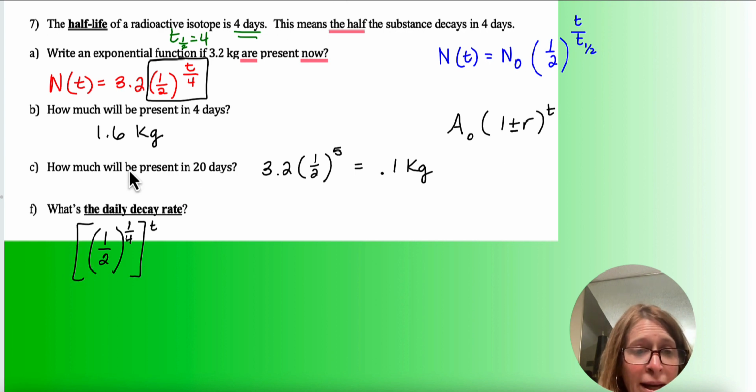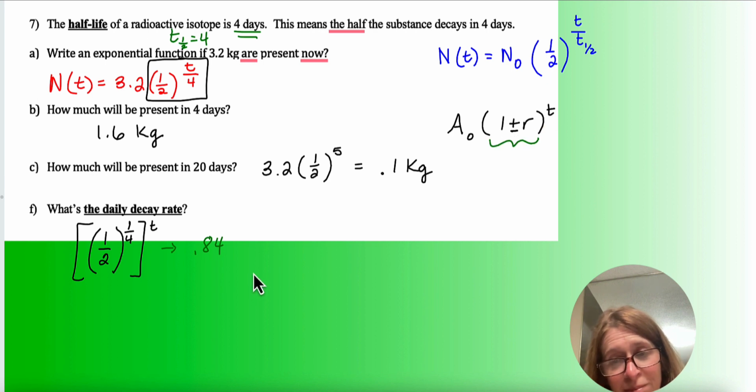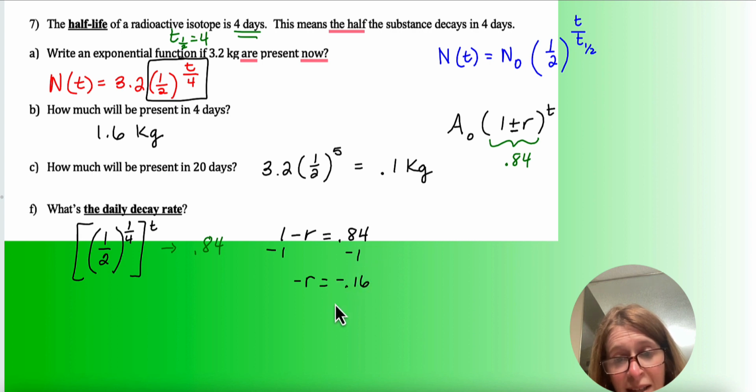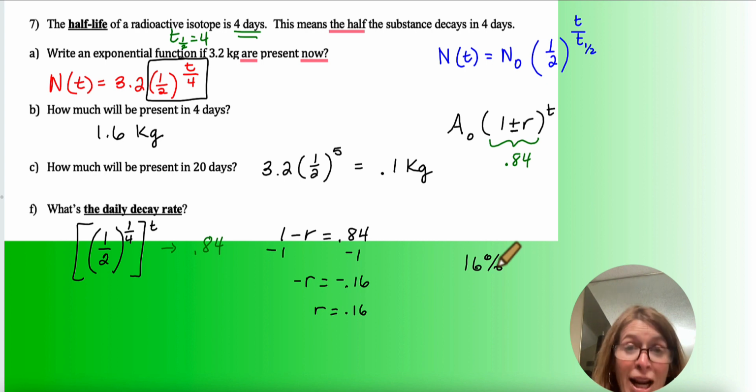I'm going to evaluate 1/2 to the 1/4, which gives me 0.84. So that's this part, right? 0.84 is that part. Now, you have to remember, it was actually 1 minus r that is equaling 0.84. So I'm going to subtract 1. I'm going to get negative r equals negative 0.16. So r equals 0.16. So our daily decay rate is 16%. So it is decaying 16% per day. All right, so that's how the 3 equations work.